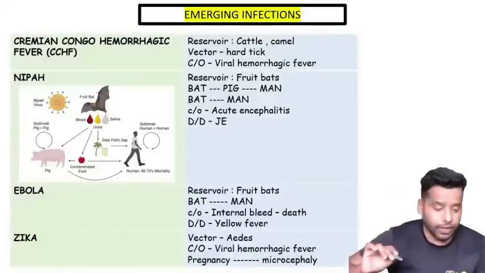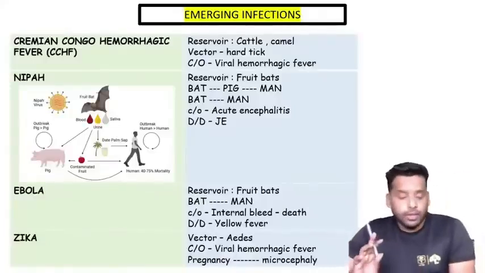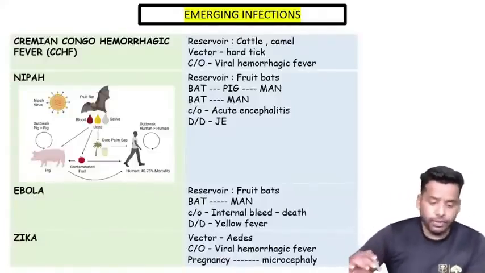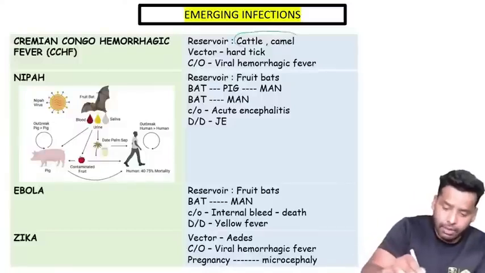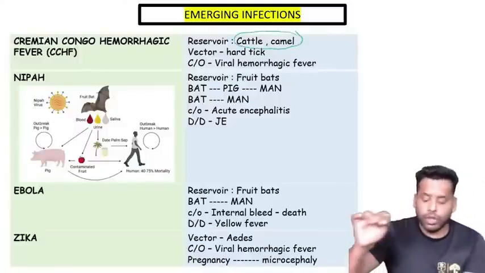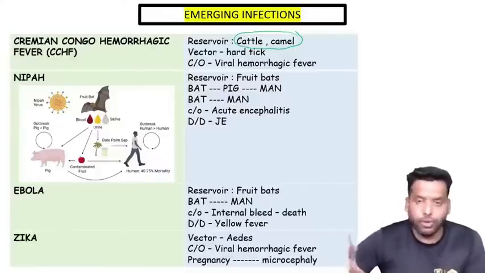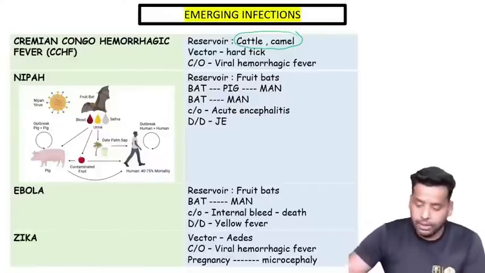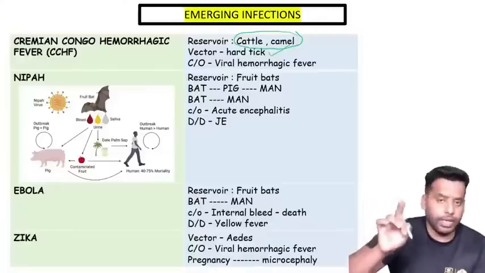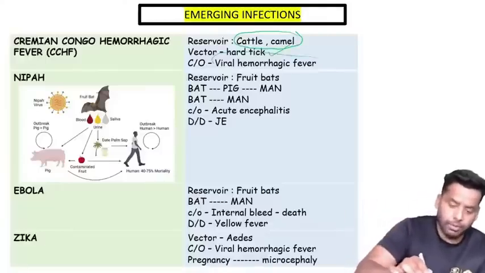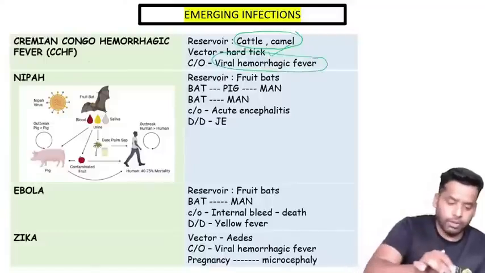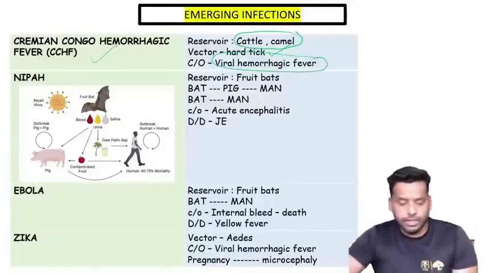Emerging infections, very, very important. Crimean Congo hemorrhagic fever, the reservoir is cattle and camel. Those who work with cattle, camel, veterinary doctors or farmers will be affected. The vector is hard tick. When there is a tick bite, you will suffer with viral hemorrhagic fever. Now answer my question. What is the vector of CCHF?